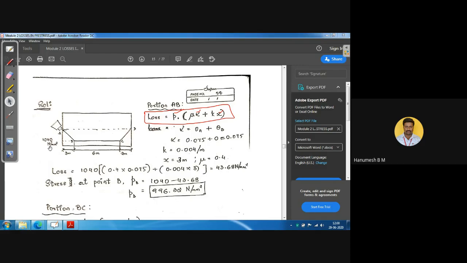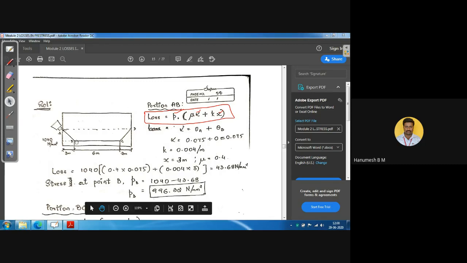Say I am doing the tensioning at one end, fixing at the other end. Due to frictional losses, from A to B, the loss will be equal to 43.68 Newton per mm square. ಅಂದರೆ A ಹತ್ರ 1040 Newton per mm square ಇದೆ. ಅದು B ಬರೋದ್ರೊಳಗೆ 43.68 Newton per mm square ನ ಕಳ್ಕೊಳ್ಳುತ್ತೆ due to friction.